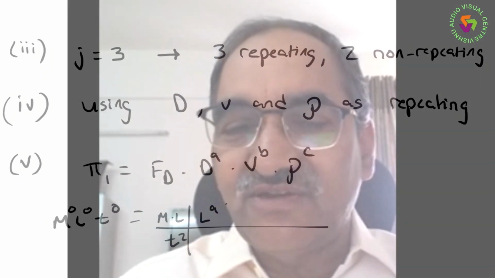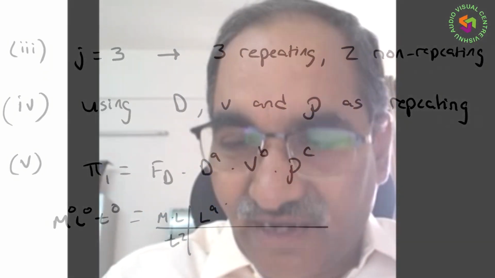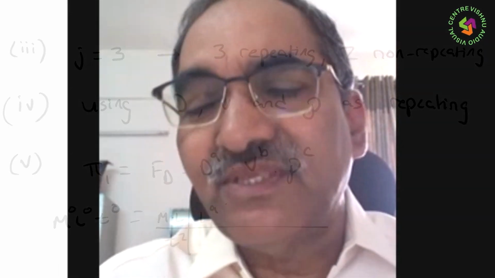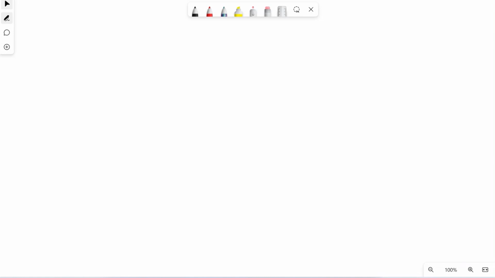So in today's lecture, we discuss the Buckingham Pi method, which is very simple. Absolutely no complications in this method. A very simple, straightforward method, and I will take you through that method. So in today's class, we are discussing the Buckingham Pi method.